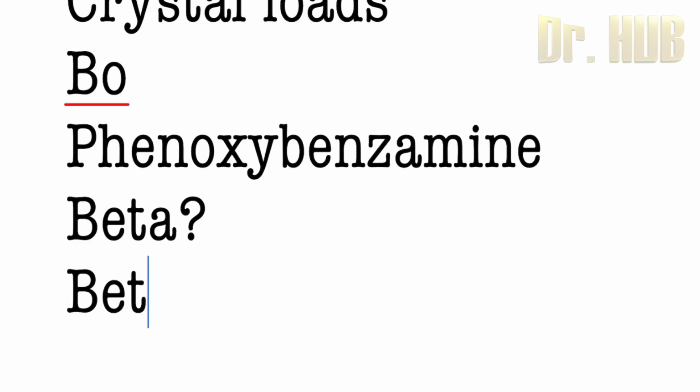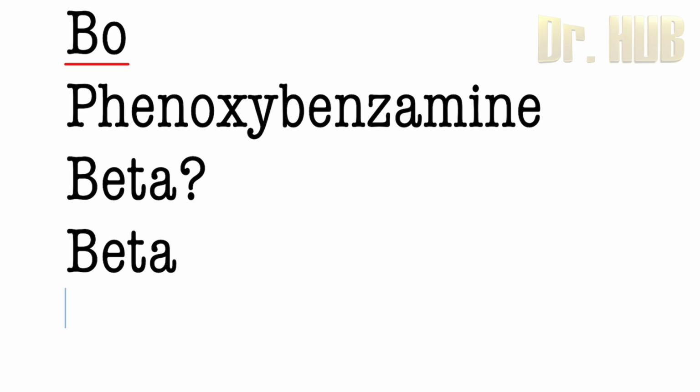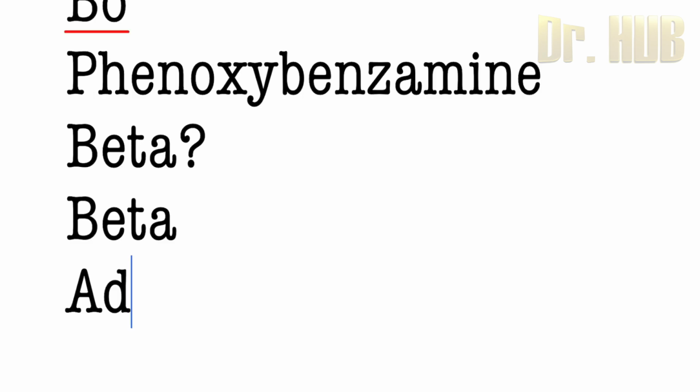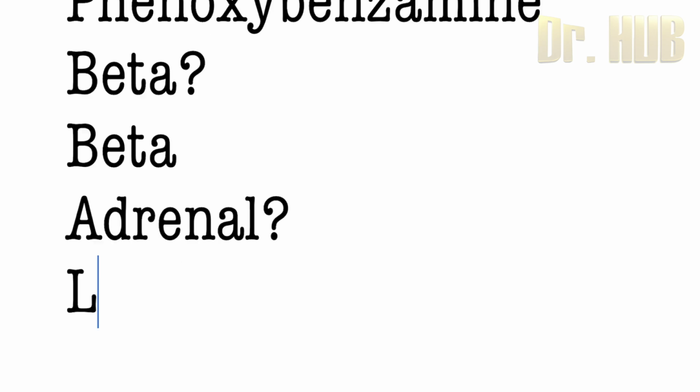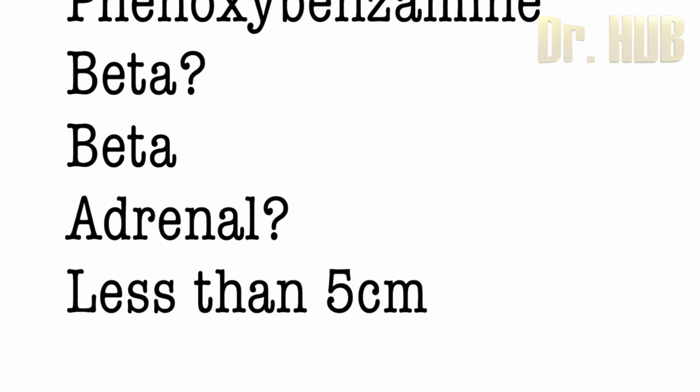For this, we have to start the beta blockers, and after adequate alpha blockade, adrenalectomy is done for the adrenal tumors. You can do a laparoscopic adrenalectomy for tumors which are less than 5 centimeters.